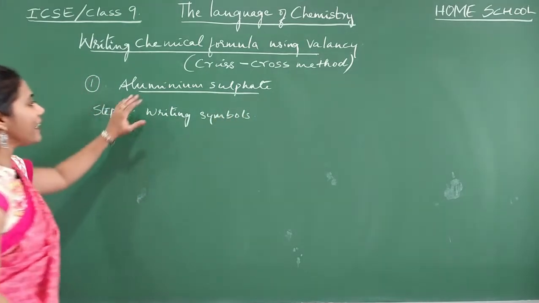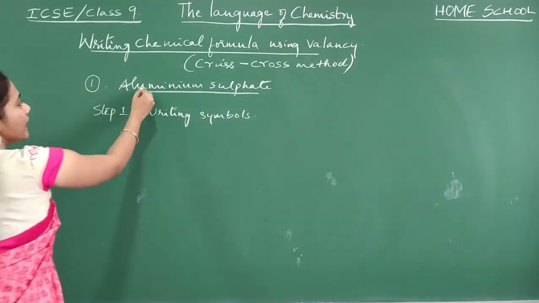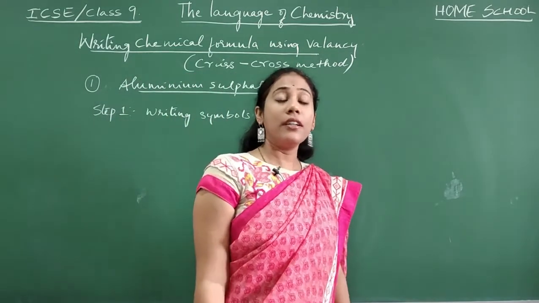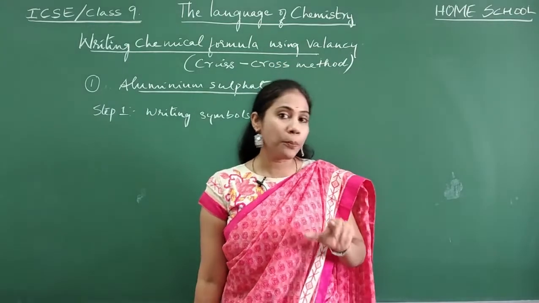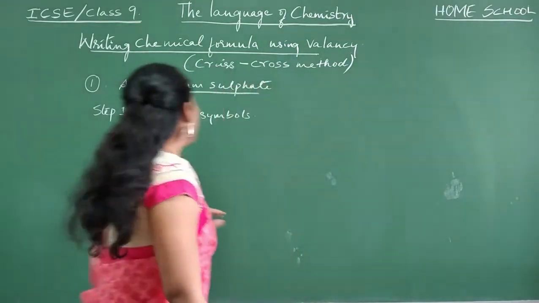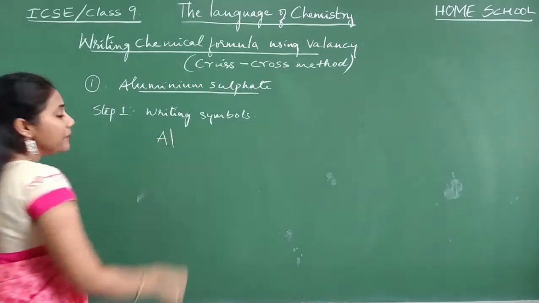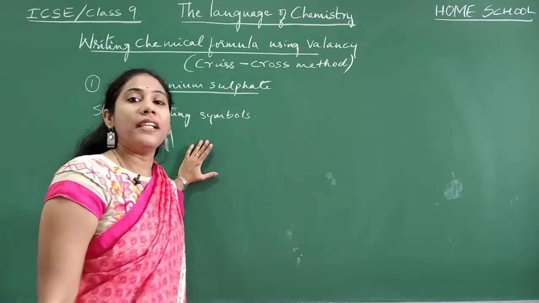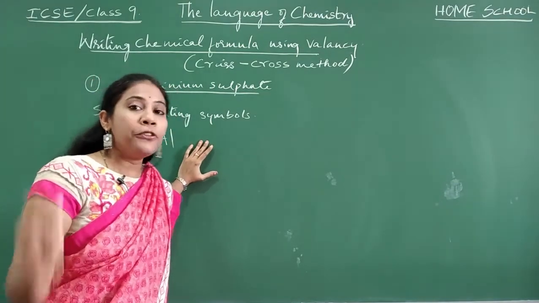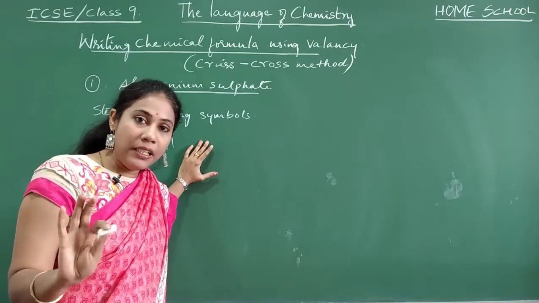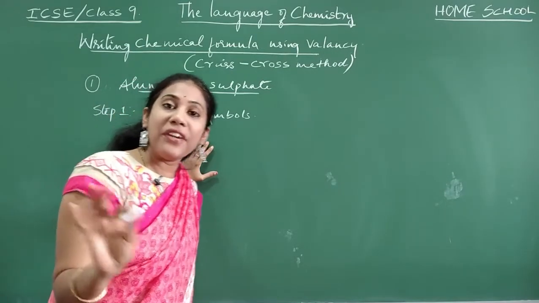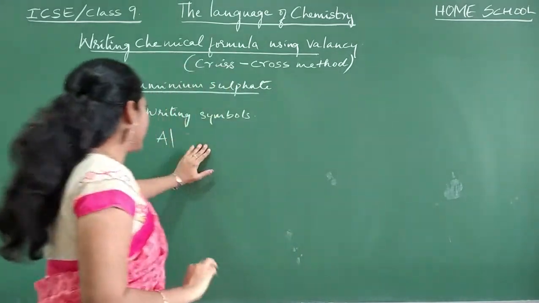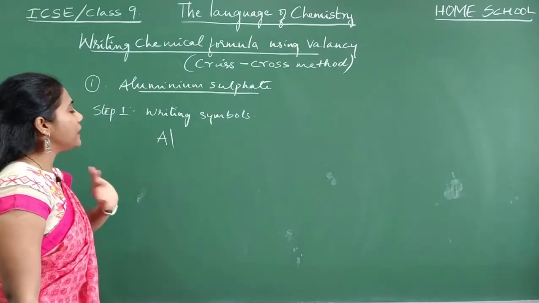Let me write their symbols now. What is the symbol of aluminium? Aluminium is a metal that is placed in the 13th group of the periodic table. So how do you write the symbol for aluminium? It is Al. You should have this much idea before learning the formulae, otherwise you will not get it. You should have an idea on writing a symbol, as well as on valency very clearly. Fine, so I have written a symbol for aluminium.